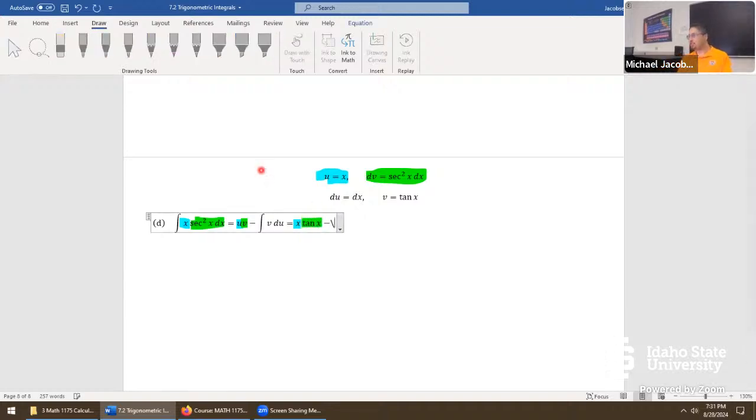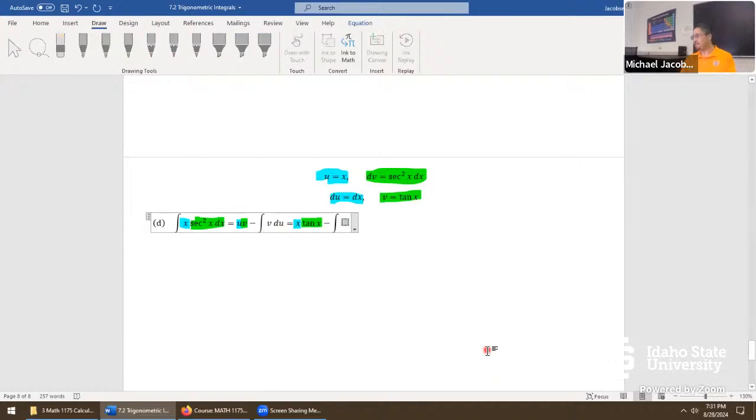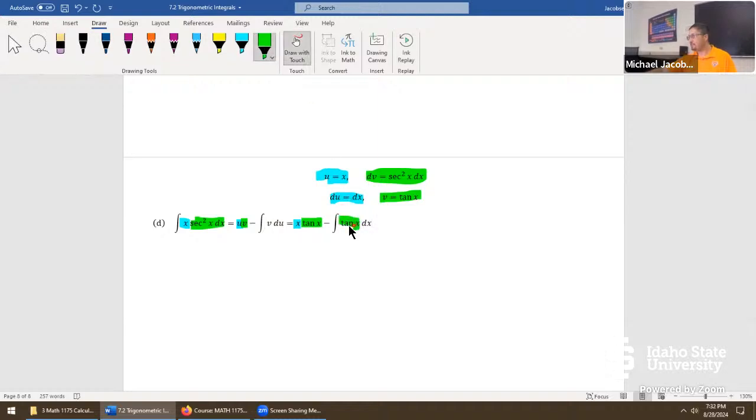On our way, minus the integral. Next it says v du. Here's the v function. Going this way, here's the du function. It's just going to be the integral of tangent x dx. So let's plug that in. Tangent x dx. Here's the color coding for that bit right there.